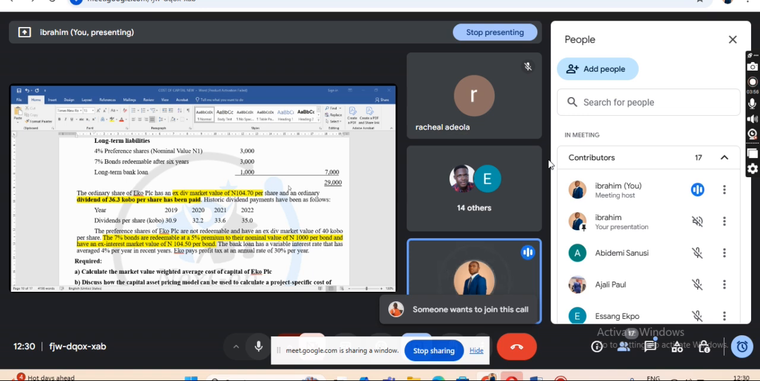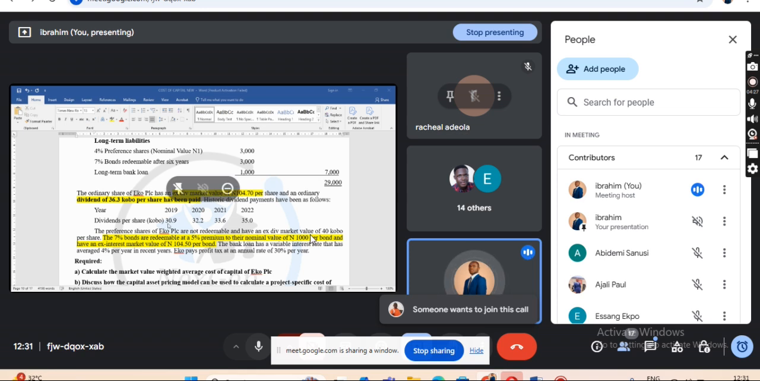You can see, sometimes in a question, preference shares can be redeemable. If they just mention to you that this particular debt is redeemable, what you need to use is the internal rate of return. Why do you have to use internal rate of return? Because you want to know the present value of that particular debt, right? Is that not so? Now, you use internal rate of return.